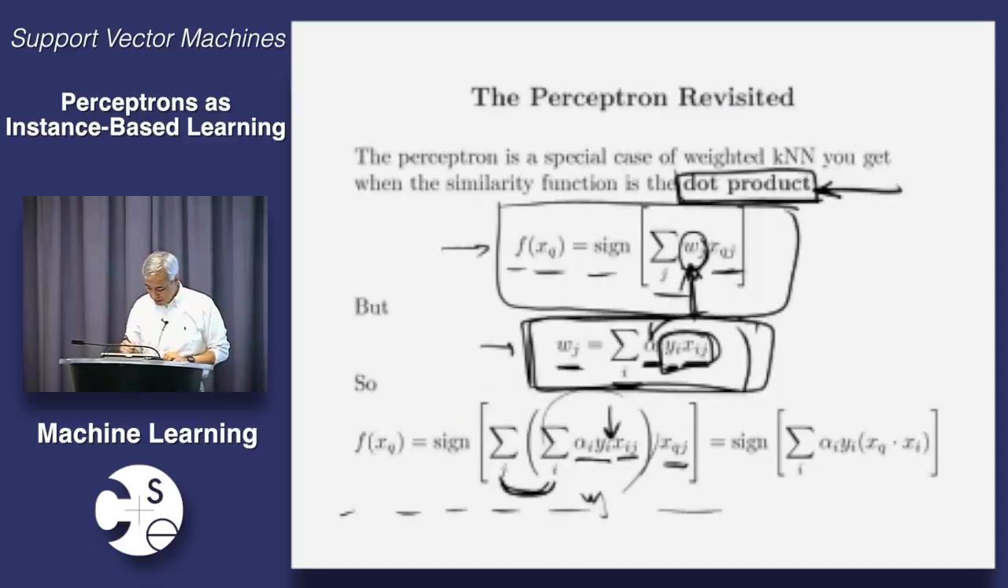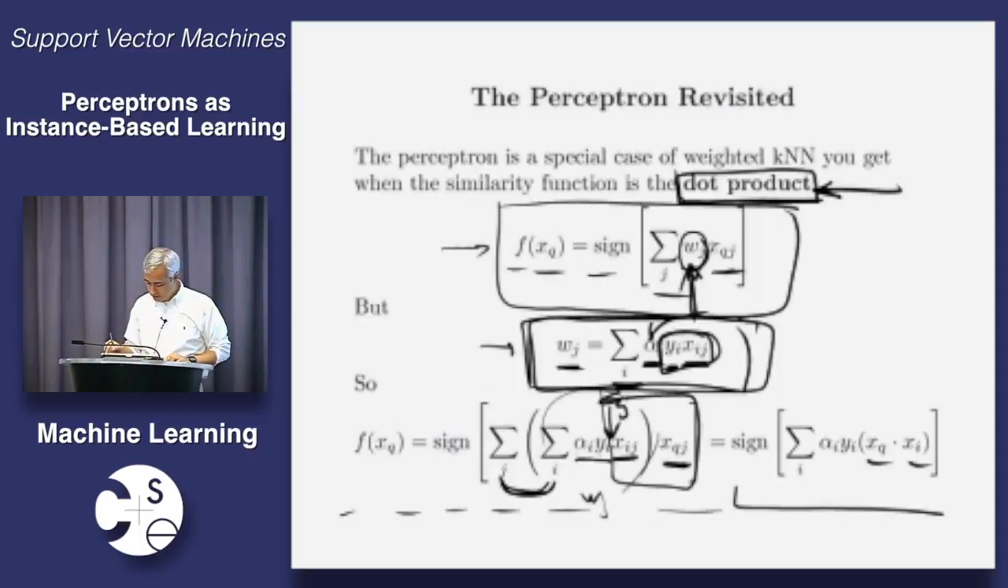So what do I get? I get the sum over i of alpha i yi, times the sum over j of xij xqj. And what is the sum over j of xij xqj? It's just the dot product of xq and xi. You agree? Remember, j is ranging over the coordinates. Everybody agree?